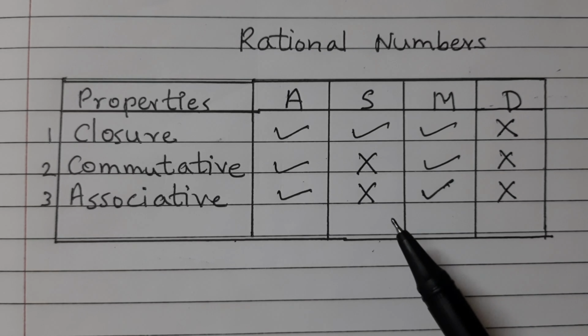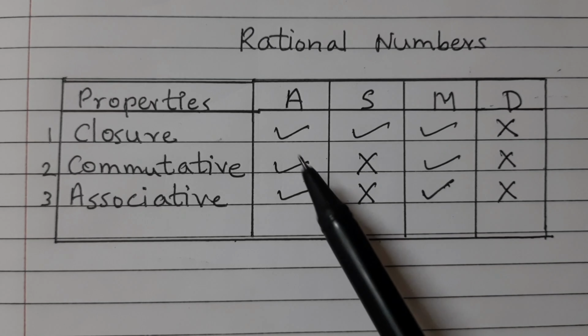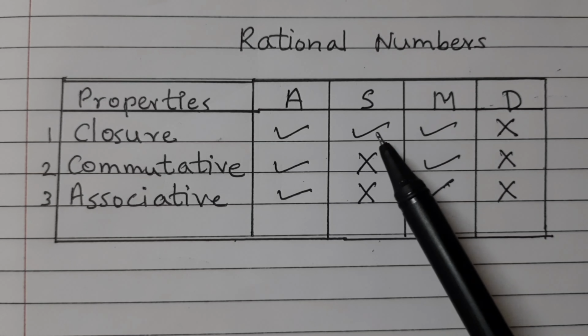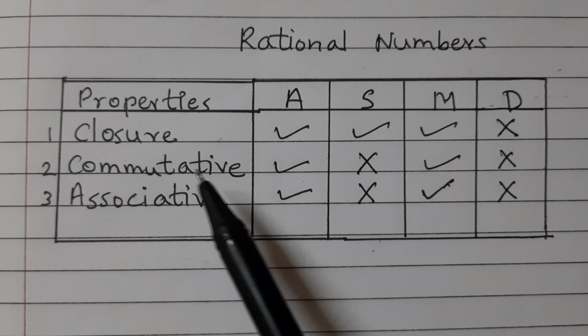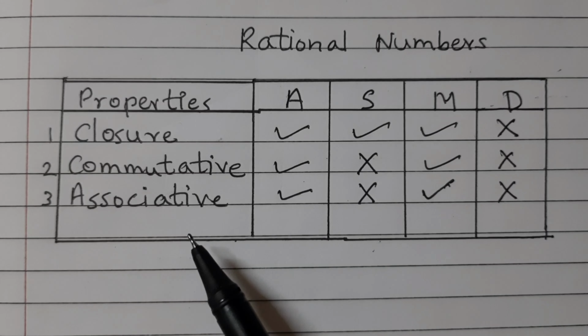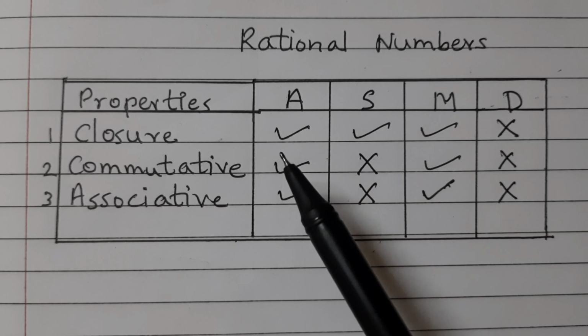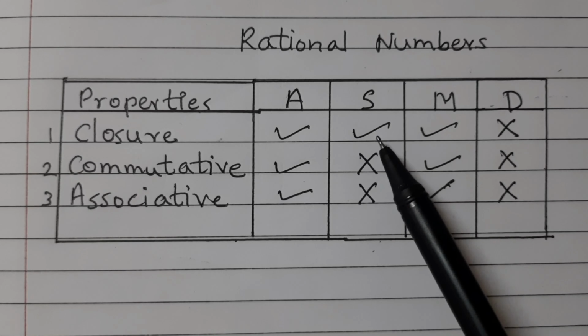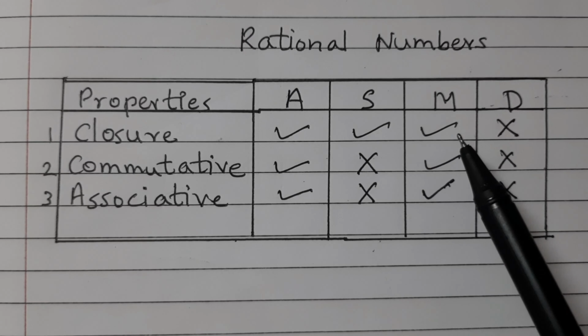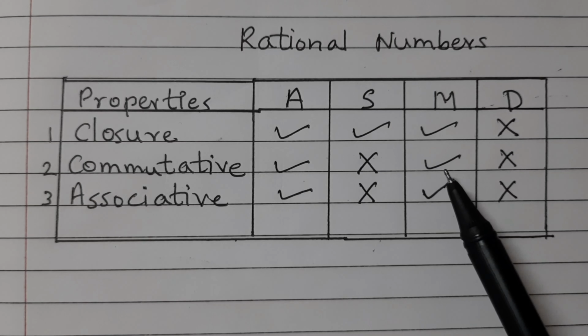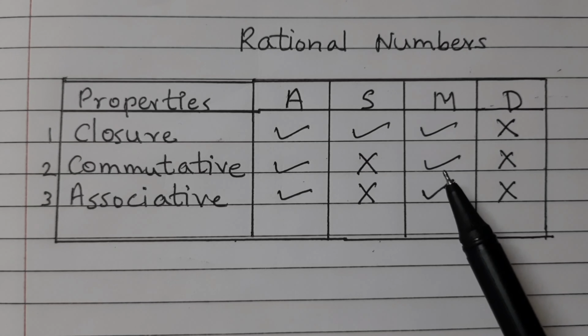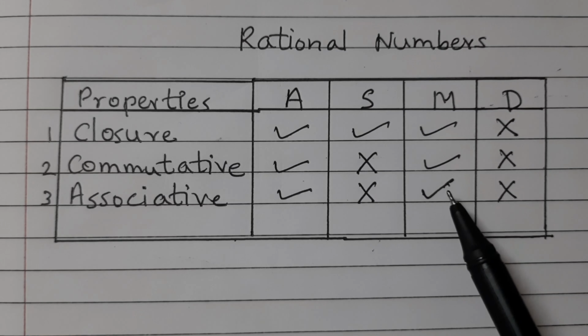Make a table like this for easy remembering. Here A is for addition, S is for subtraction, M for multiplication, and D is for division. And these are the three properties that we have discussed. So rational numbers are closed under addition, subtraction and multiplication. So I have put a tick for that. Addition and multiplication is commutative for rational numbers. Similarly, addition and multiplication is associative for rational numbers.